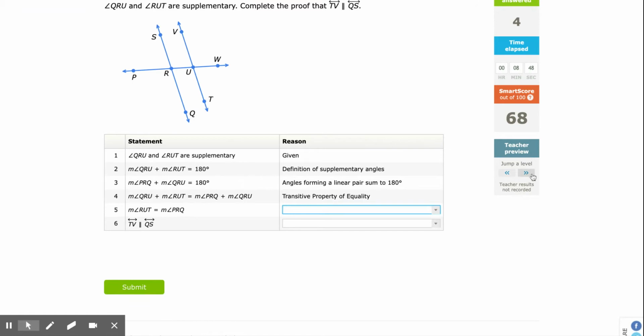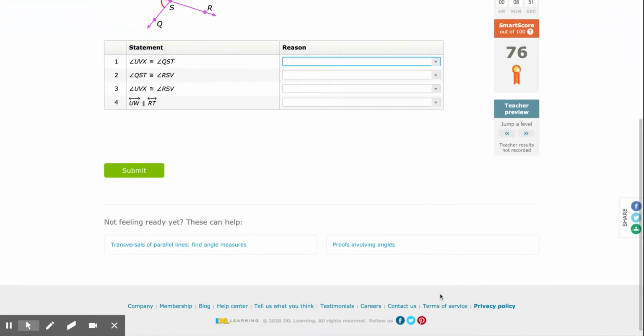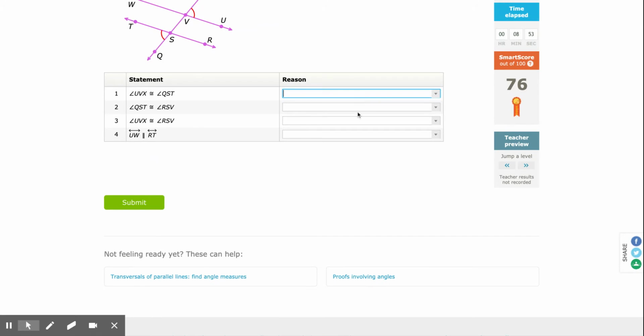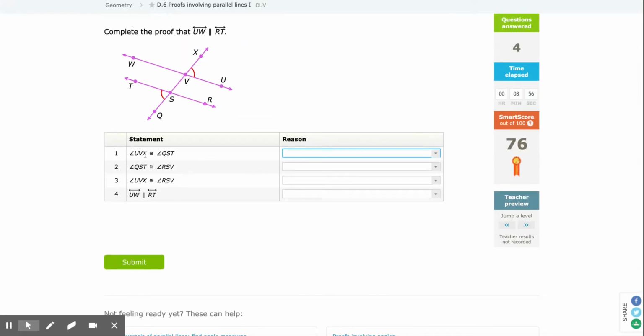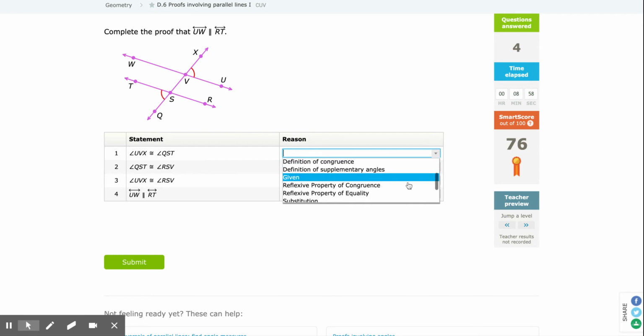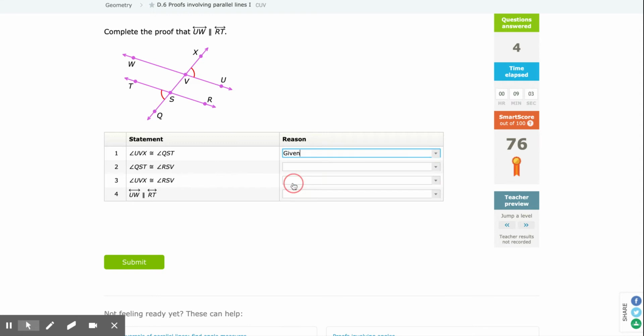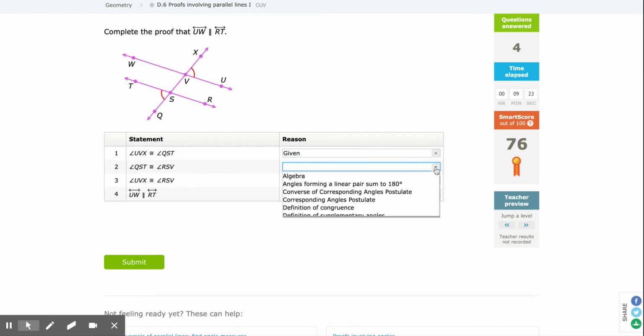Excellent. Now, one last thing, when you get up here a little higher, I want to emphasize, they're going to have you do all three. So just look at what it's stating and look to see what could be the possible reasons. Now, the top one I will give you all the time is always given. Always given. UVX is congruent to QST. Well, they have those little red arc marks. That means it's given. That's just a given. That first one should always be given. Sometimes two lines are given, but not always. So, and then you just work your way through it.